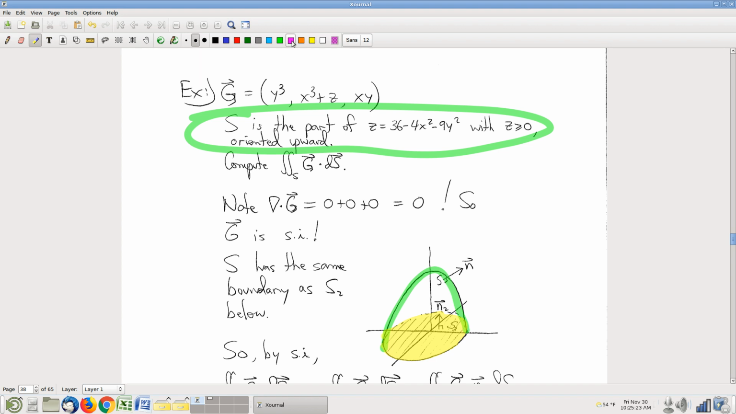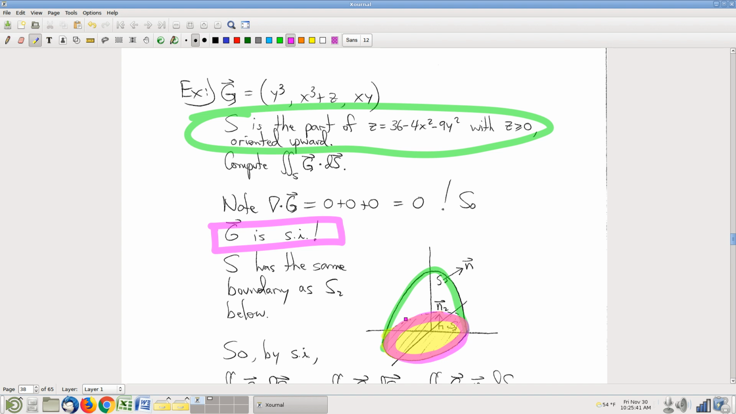Surface independence allows me to throw away that one and take this one, because of course they have the same boundary curve. And again, very important: got to have the same boundary curve. Did I see a hand?